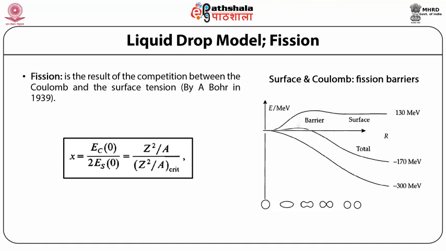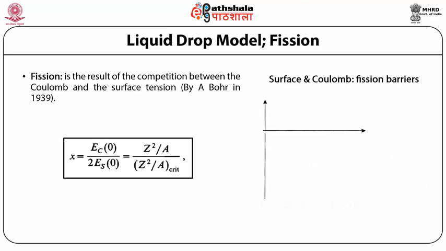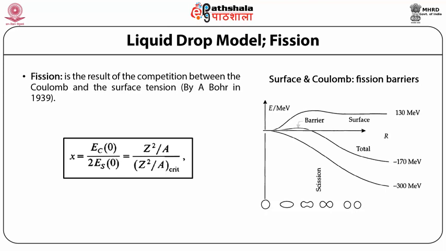Now here in the adjoining picture we see that the energy of the nucleus is plotted as a function of distance from the center. Three different curves are given. These three different curves are basically for different values of energy. The upper curve, which shows the positive value of energy, corresponds to 130 MeV, which is basically showing the surface term or surface energy term.